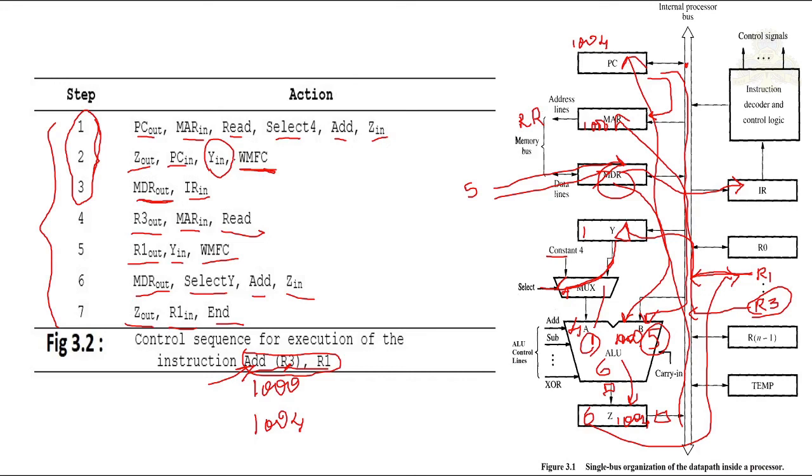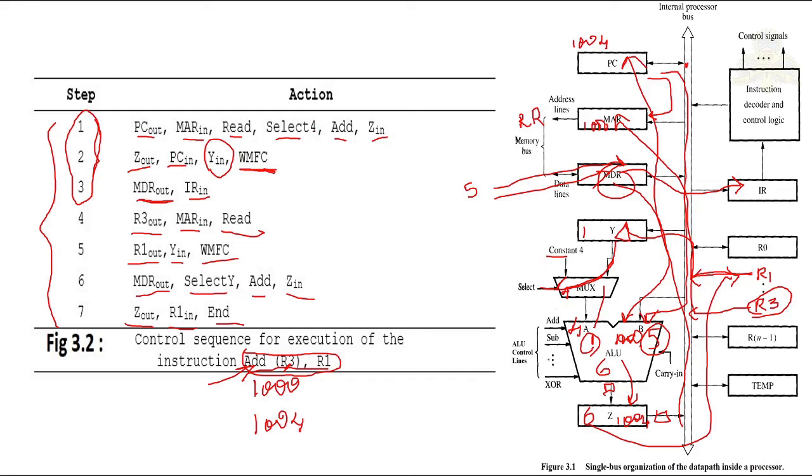Now we had not seen this Y in, right? We had purposely left it. I had not discussed this one. So this Y in will come into picture only when we have branch instructions. What were we doing here? We were incrementing the content of the PC, right? We had select 4, add, Z in, Z out, and all.